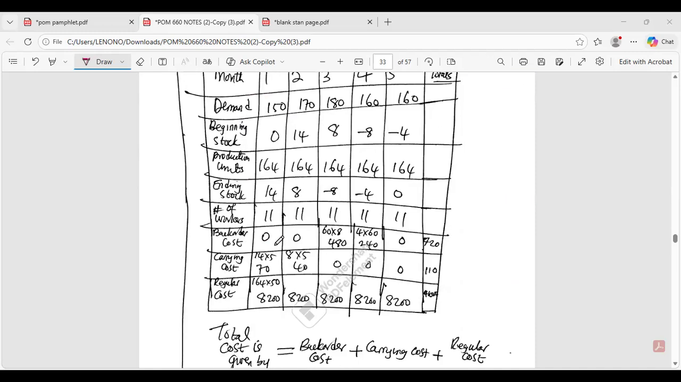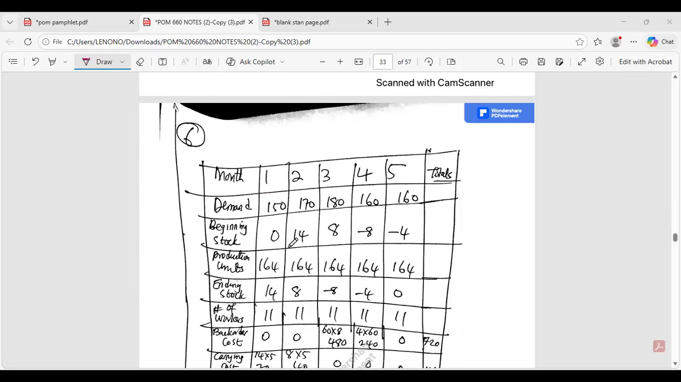So we come to this strategy now and say demand, beginning stock is 0. Our production on a level basis, we are producing how many units? 164, right? So we're producing 164 units on the level ground. So 164 on the level ground means that you use the formula now here.